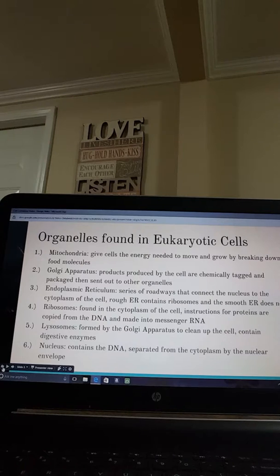Number 6, the nucleus. Of course, one of the most vital parts of the cell, it contains the DNA, separated from the cytoplasm by the nuclear envelope. Like I said earlier, the cytoplasm is kind of like the gel that everything sits in, but the nucleus, to keep the DNA safe and in form, is protected by the nuclear envelope, so it keeps it separated.